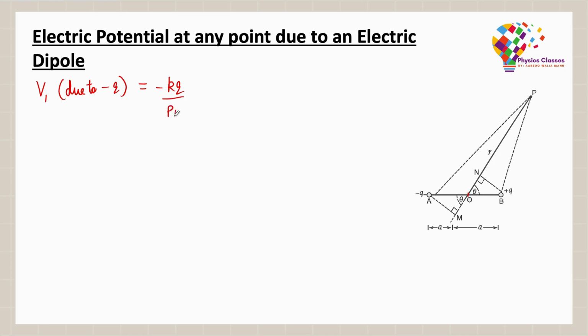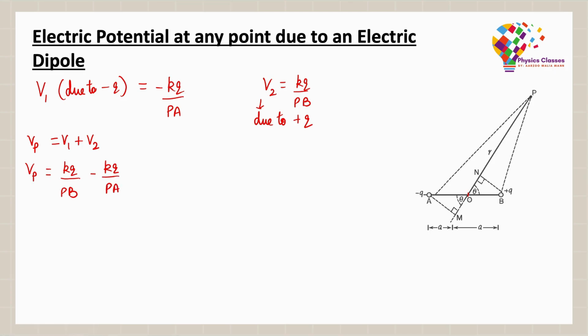You can notice here that I have taken the charge to be negative and that's why I have written a negative sign there. Similarly, I can write my V2, which is simply going to be KQ by PB. This is the electric potential due to plus Q. Now I have the electric potential due to plus Q and due to minus Q. We already know that the electric potential at this point P would be the sum of the individual electric potentials. So let's directly add it. I have KQ by PB minus KQ by PA.